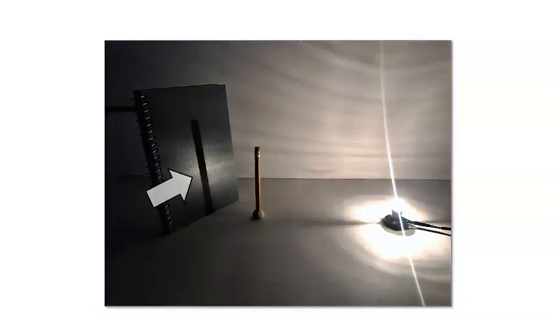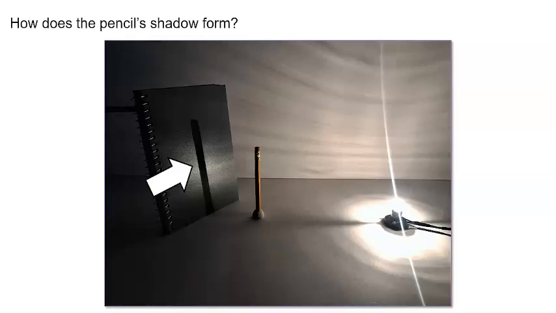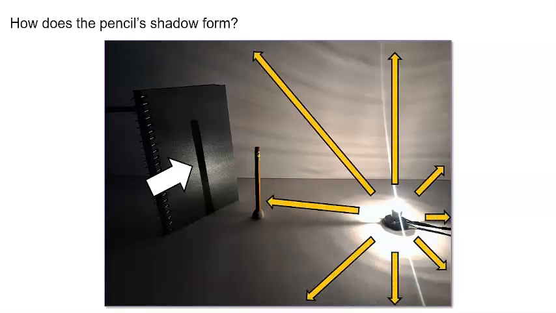Wow, look at the pencil shadow. How does the pencil shadow form? Some light rays from the light bulb hit the pencil. Those light rays do not hit the notebook. The pencil blocks light rays from reaching the notebook.